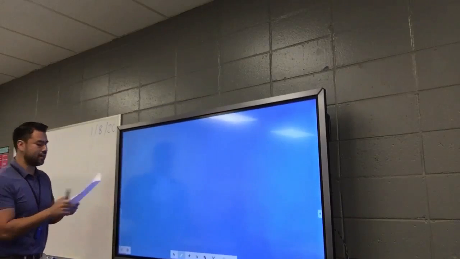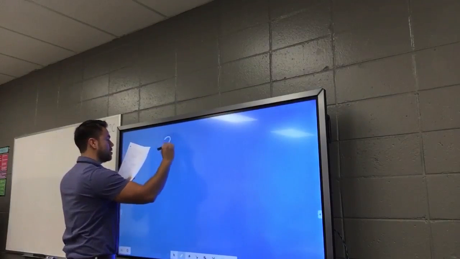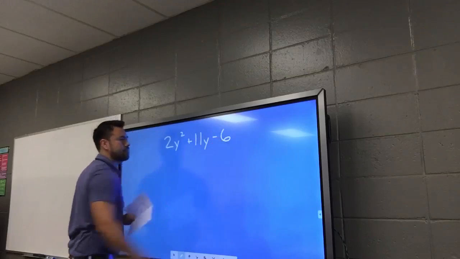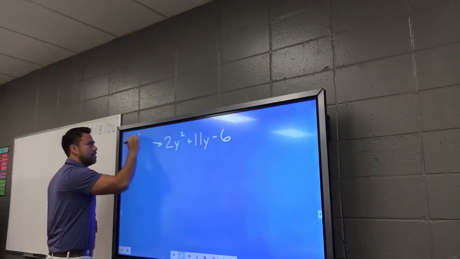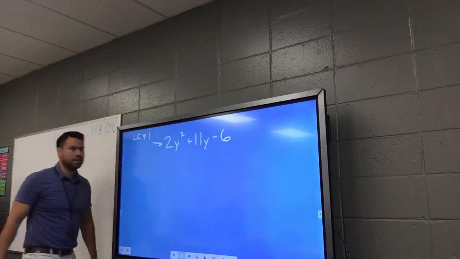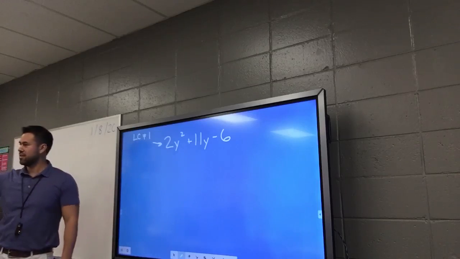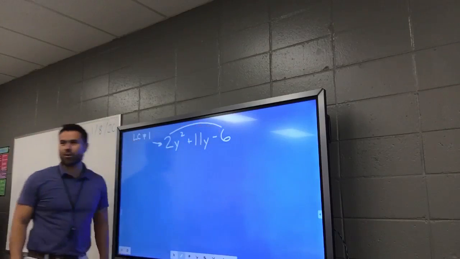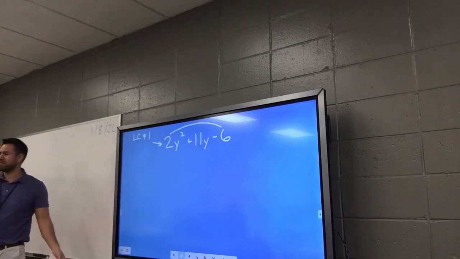Okay, let's see here. I'll go over here, 2y squared plus 11y minus 6. All right, the LC does not equal 1. So what method do we use? What do I call that now? The bridge method. Do you guys see the bridge? I mean, does that kind of make sense? I can call it the arc method, the shooting star method. I don't know. It's just the bridge.